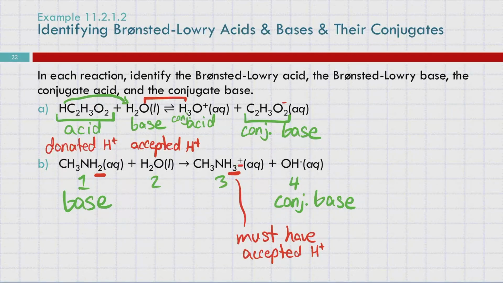The two that we have left are our acid and our conjugate acid. Here, our acid is water. It donated H+ to methylamine, I think is what that's called. And so 3 is our conjugate acid.